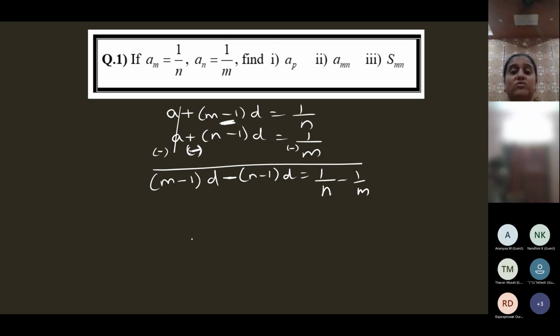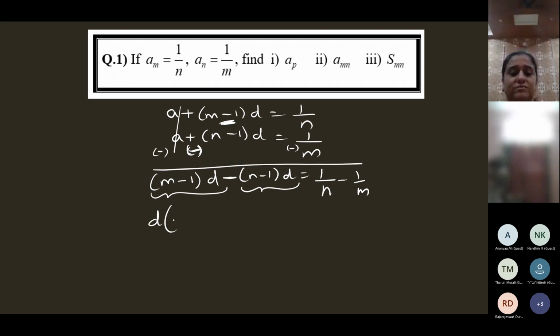Now, see, remember, we have eliminated A. That means we're trying to find D. If you eliminate X, you're finding Y. If you eliminate Y, you're finding X. Similarly, here we have eliminated A. That means we are finding D. So there should be only one D. If you're finding D, there should be only one D. See, here also we have D, here also we have D. So take out D common.